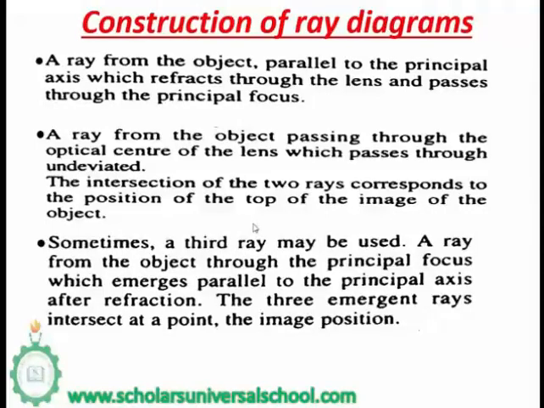Now this third ray is given by a ray from the object that passes through the principal focus and will emerge parallel to the principal axis. This is just from the principle of reversibility of light from the first one. The first one says that a ray from the object that is parallel to the principal axis will get refracted and pass through the principal focus. So, just from the principle of reversibility of light, a ray that comes from the principal focus and passes through the lens will become parallel to the principal axis.